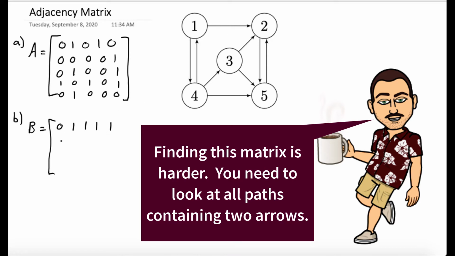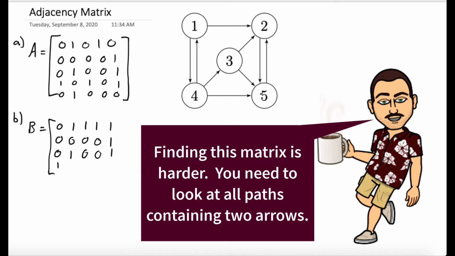2 did not defeat anyone who defeated 1. You can't defeat yourself. They did not defeat anyone who defeated 3. And they did not defeat anyone who defeated 4. They only defeated player 5. For player 3, player 3 did not defeat anyone who defeated 1, but they did defeat player 2. They can't defeat themselves. They did not defeat anyone who defeated 4, but they did defeat player 5.